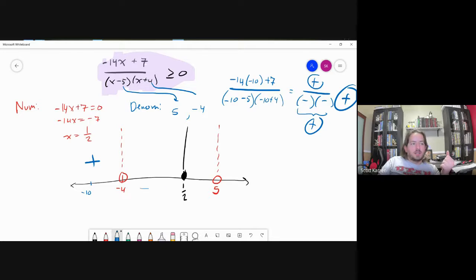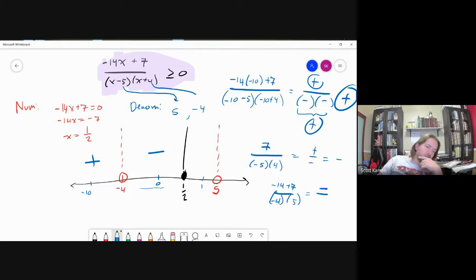Pick another number between these guys. Let's say 0, because that's easy. Negative 14 times 0 is 0. That leaves me with just a 7 over 0 minus 5, which is negative 5, and 0 plus 4, which is 4. So that leaves me with a positive over a negative, or a negative. Grab a number in here. 1 is in there. Negative 14 plus 7 over 1 minus 5 is negative 4. And 1 plus 4 is 5. So I get negative over a negative, which is positive.